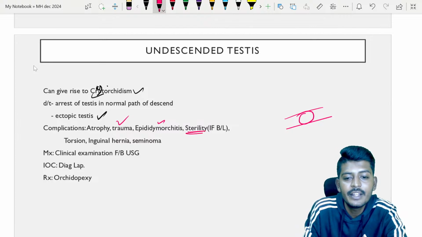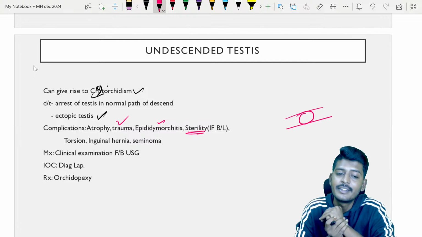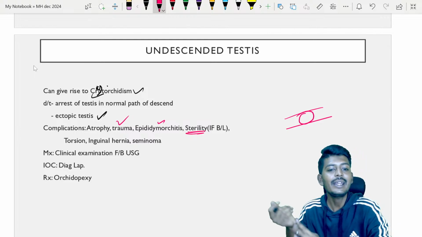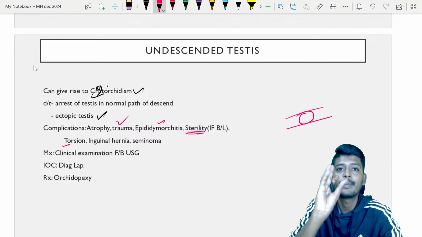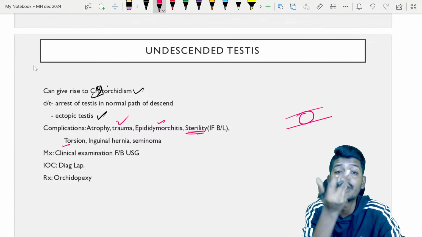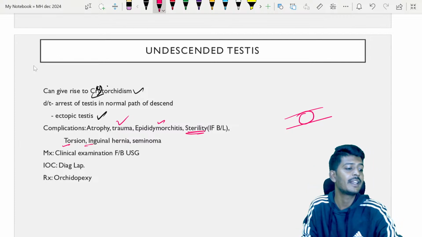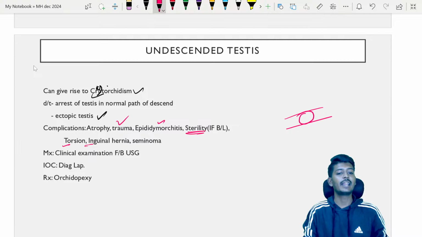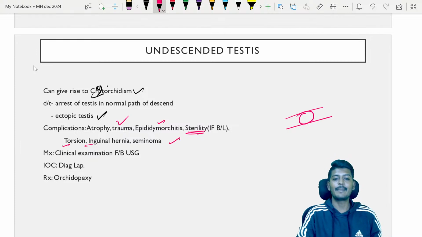And if it is bilateral and nothing is done, the person can develop sterility. Then there is one more possibility, torsion of the testicle, meaning the testicle can get twisted. And one more thing is inguinal hernia, because they get stuck in the inguinal canal, so they can give rise to inguinal hernia. And there is one more possibility called seminoma, a tumor which originates from the testicles, okay.